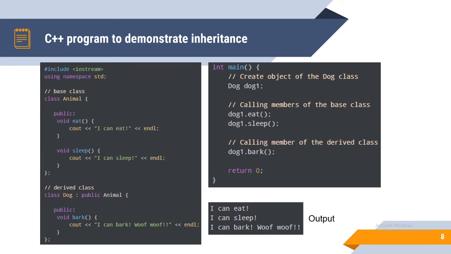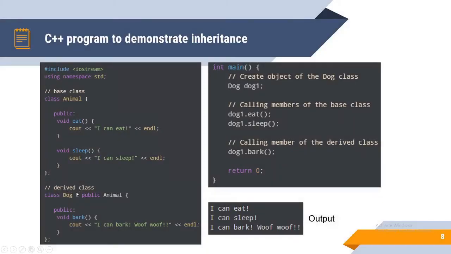Here we have the derived class. The derived class is class dog. To inherit the base class, we use colon, public, and animal. The derived class also has a member function which is bark. The definition of our function here is cout I can bark woof woof.